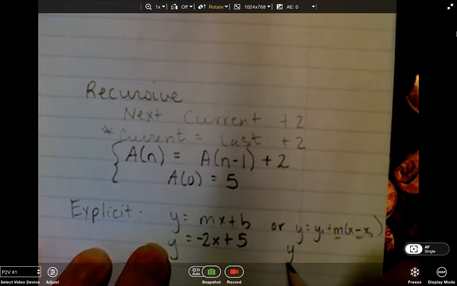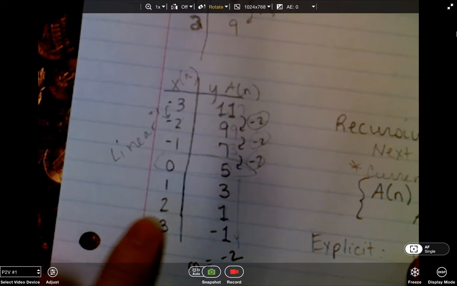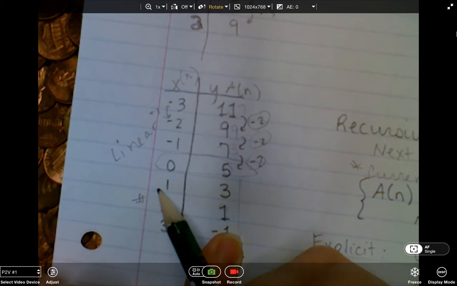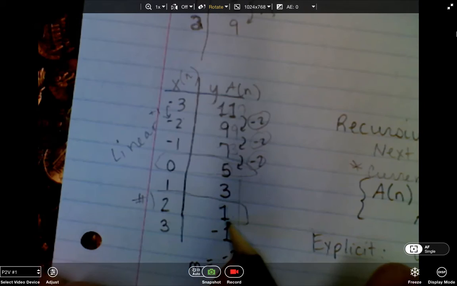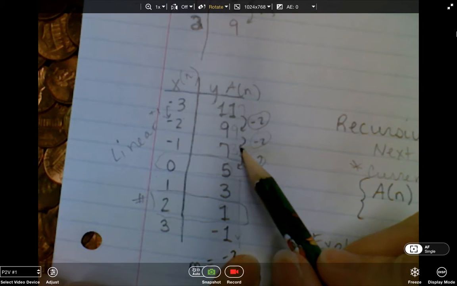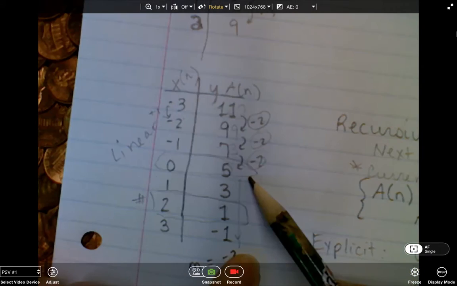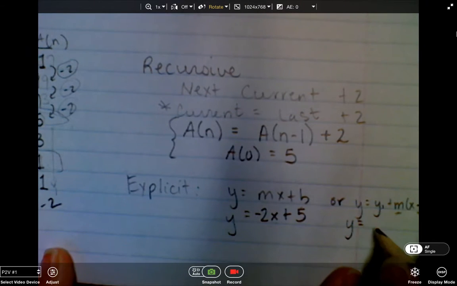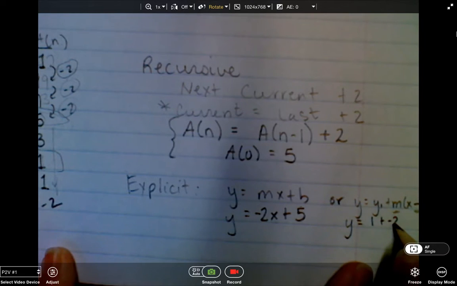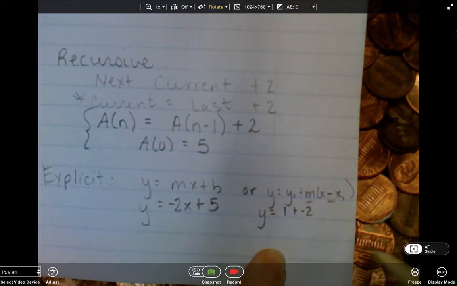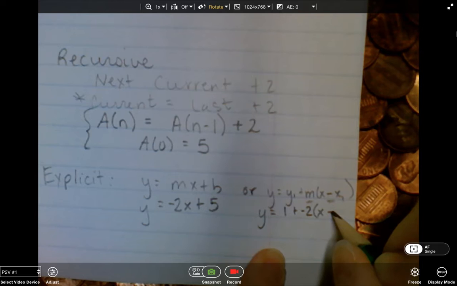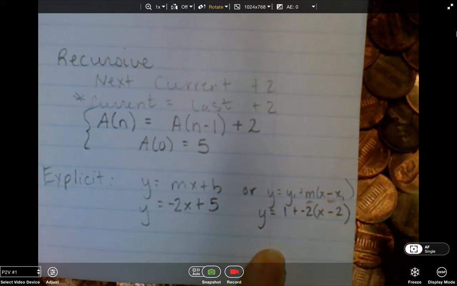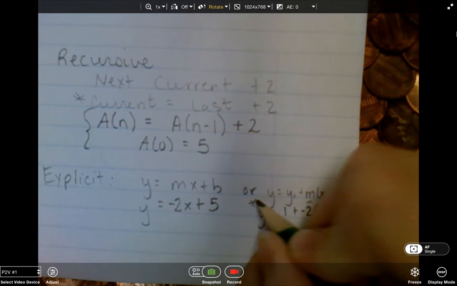So y equals, I'm going to choose 2, 1, as my option. No particular reason, I just chose that one. Somebody else might have chose this one, or this one, or this one. It doesn't make a difference. So the y was 1. My slope is -2. And then I'm going to say x minus, and my x was 2, so x minus 2. So this equation or this equation would work fine.